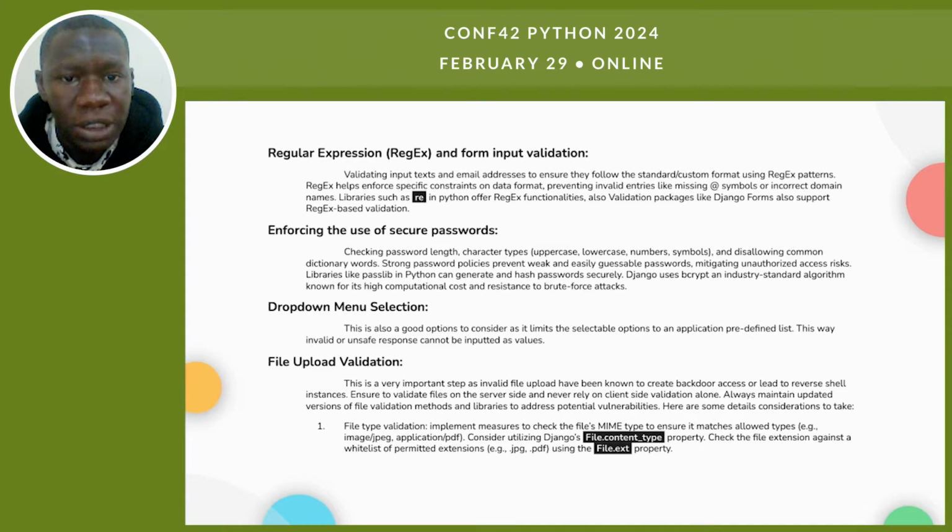Libraries like passlib in Python can generate and hash passwords securely. Django uses bcrypt, an industry standard algorithm known for its high computational cost and resistance to brute force attacks. Drop-down menu selection is also a good option to consider, as it limits the selectable options to an application-predefined list. This way, invalid or unsafe responses cannot be inputted as values.